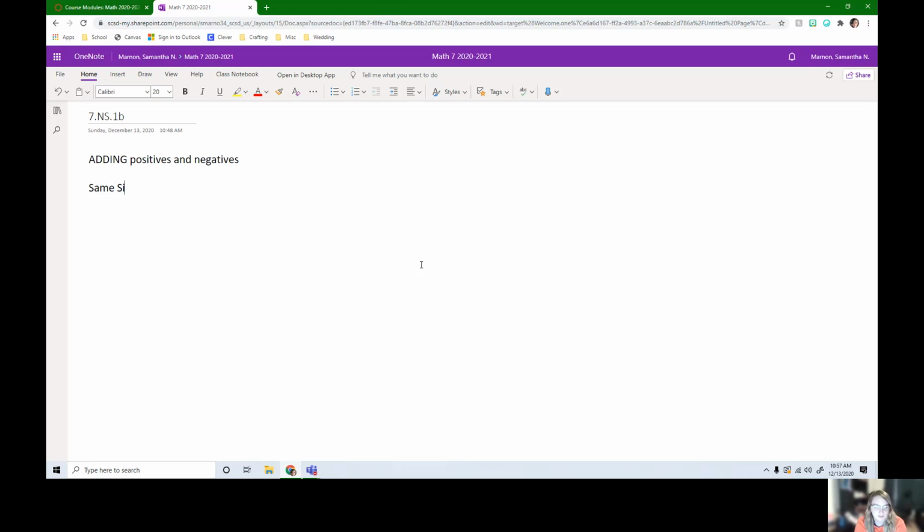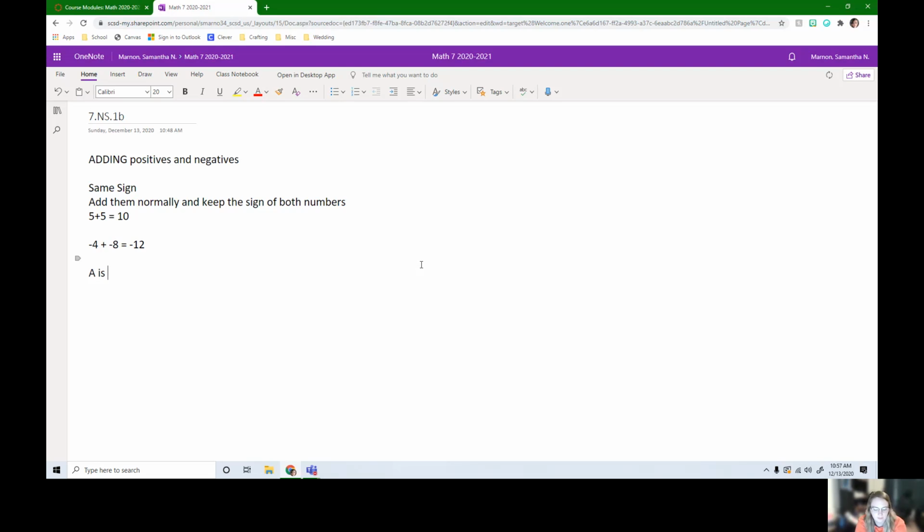The first one is the same sign rule. When you have numbers that are the same sign, you just add them normally and keep both numbers. So if you had 5 plus 5, it's still 10. If you had -4 plus -8, 4 plus 8 is 12, but they're both negative, so it's -12. Things like that.